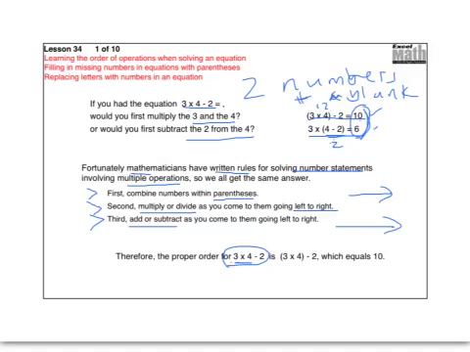Therefore, the right way to do this one is to do the multiplication first. 3 times 4 is 12. 12 minus 2 is 10. So the answer to this one is 10. This is a wrong answer right there. All right, so let's take a look at some sample problems and we can practice this. I was going pretty fast on there. You might want to rewind and watch that part again.